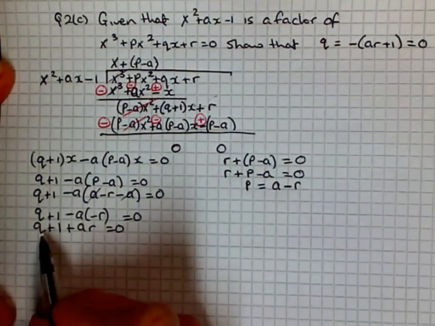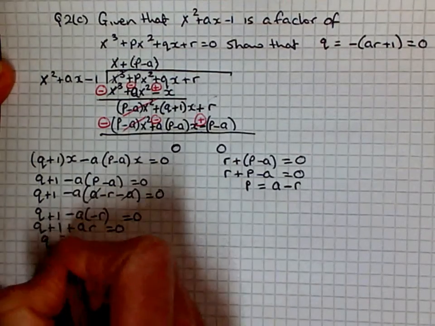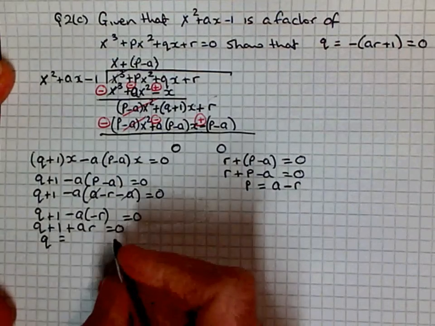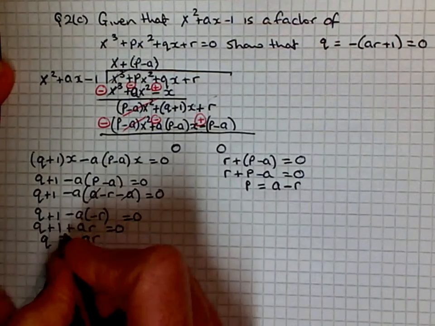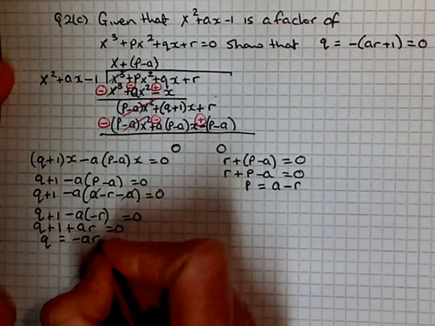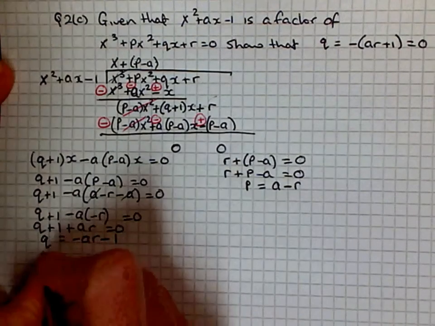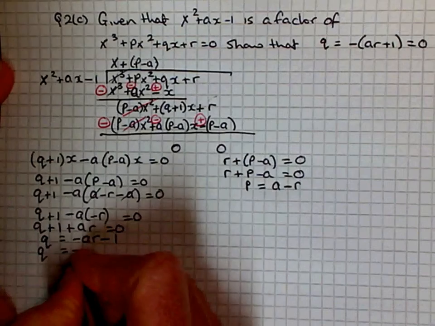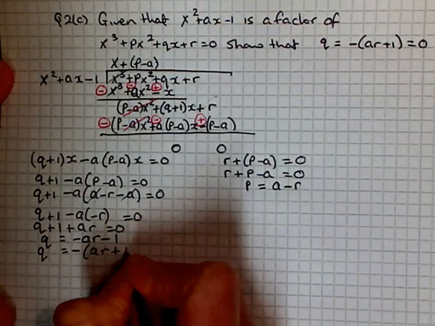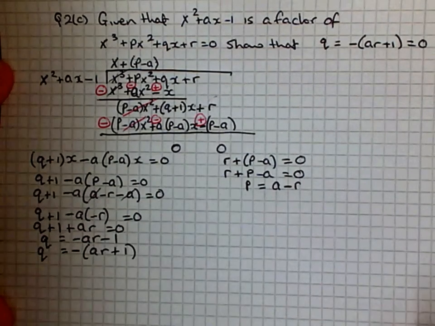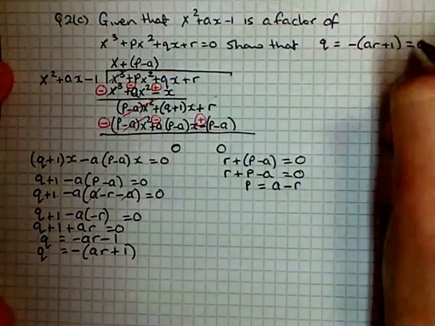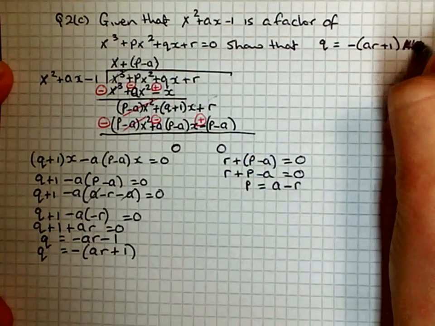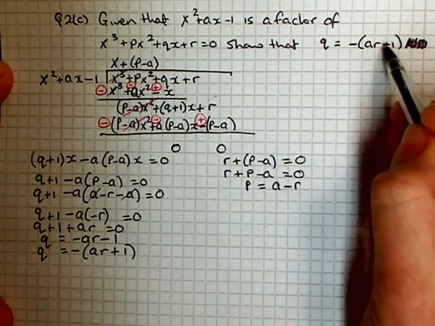Now I'm asked for q equals, so q equals, I'm going to bring over the ar, and it becomes minus ar, and I'm going to bring over the 1, it becomes minus 1. Okay, so q is equal to, take out the minus, I'm left with minus (ar plus 1), which I'm asked for. And that's not equal to 0, it's just q is equal to minus (ar plus 1).